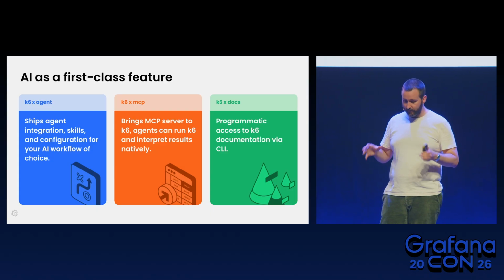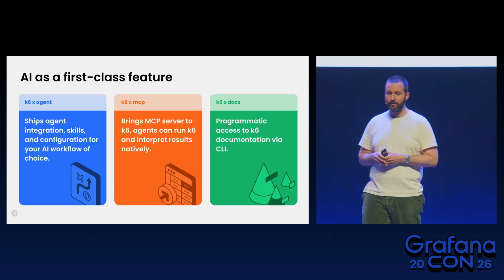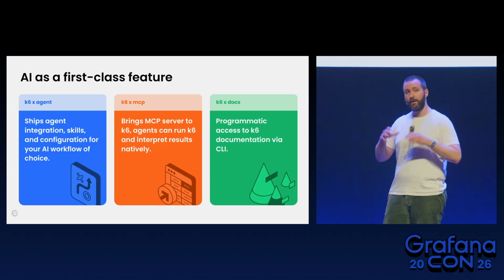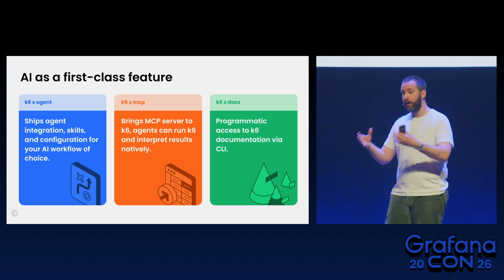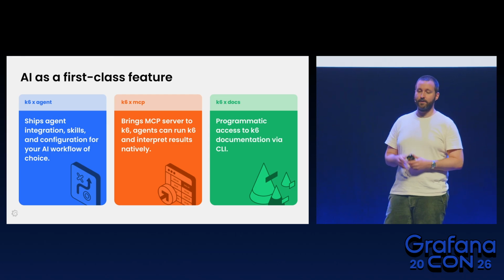K6 is very, very much centered around JavaScript. AI is already really good at this, but we have a ton of APIs that are a bit arcane. And so this subcommand is specifically designed to make it cheap to figure out how it works.